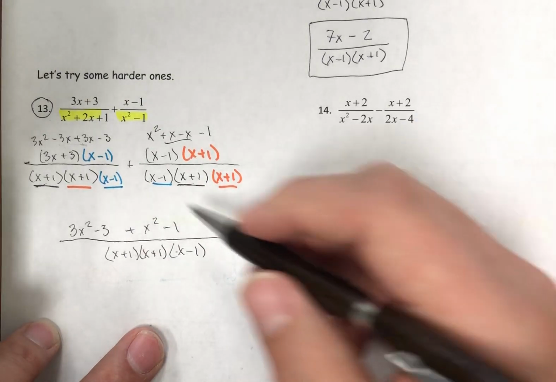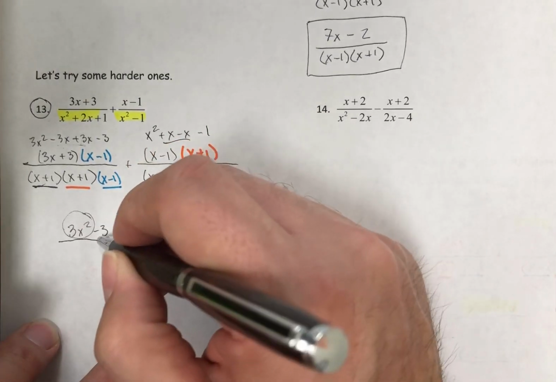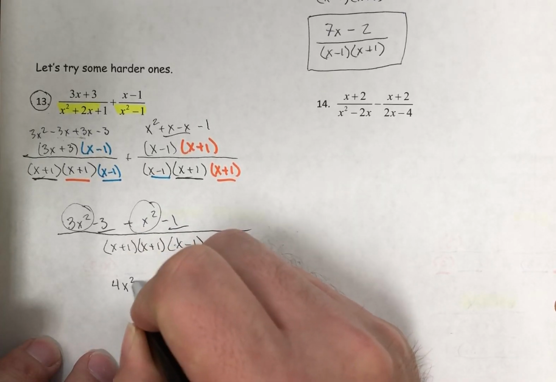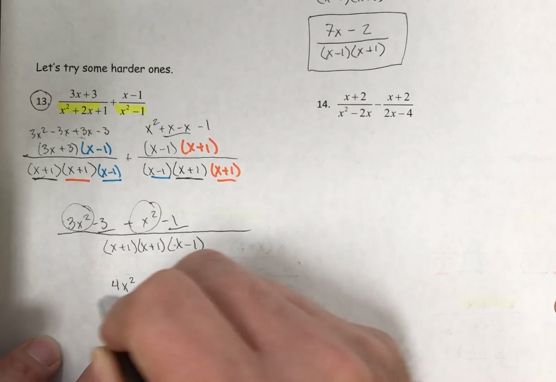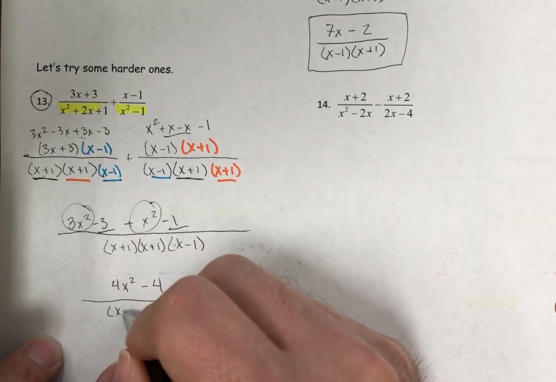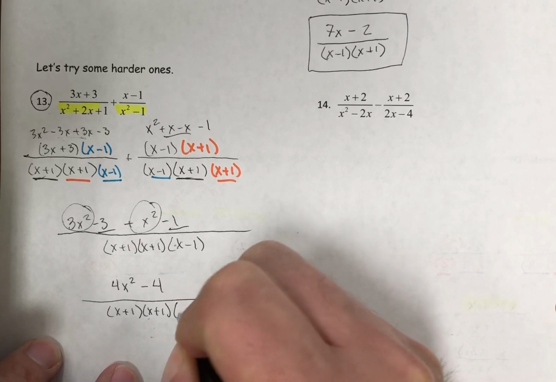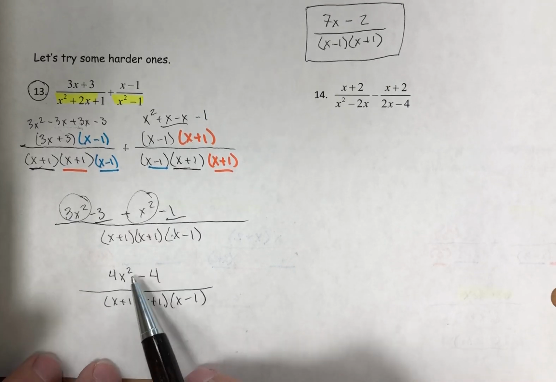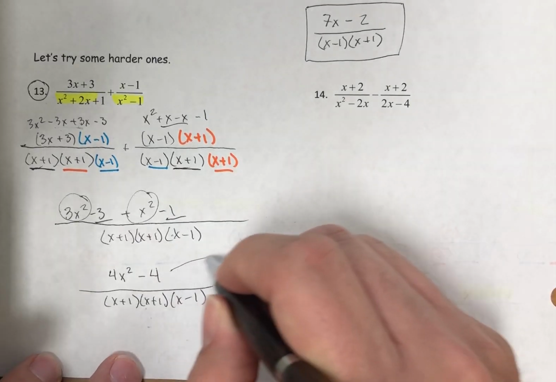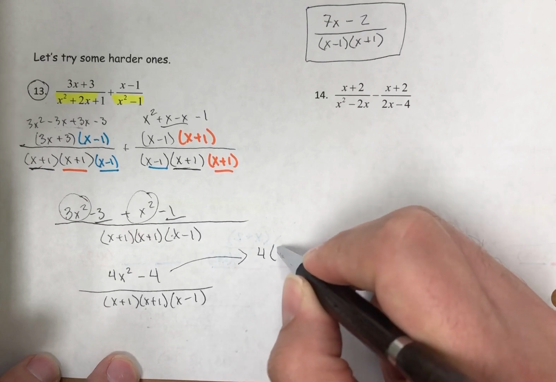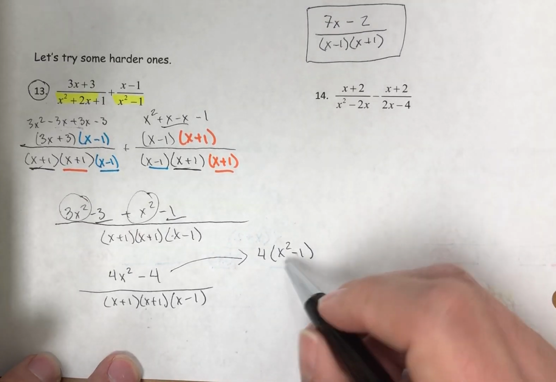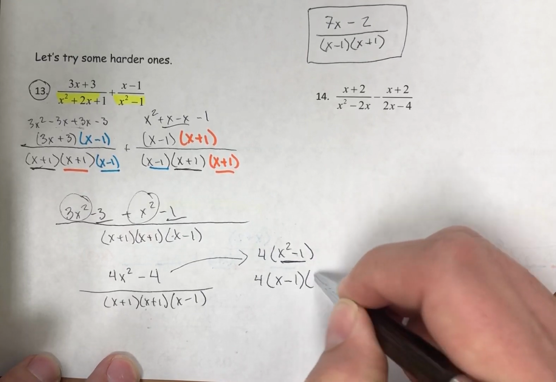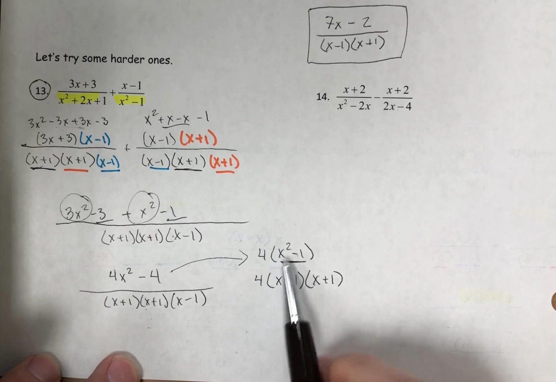And then I go ahead and combine like terms. I have two like terms here. I have those two, so this leaves me with 4x squared minus 4 over x plus 1 times x plus 1 times x minus 1. I can factor this numerator. So when I factor this, okay, I'm going to kind of factor it over here to the side. It gives me 4 times x squared minus 1. I notice I can factor this out again, so this gives me 4 times x minus 1 times x plus 1, because that's the difference of squares.